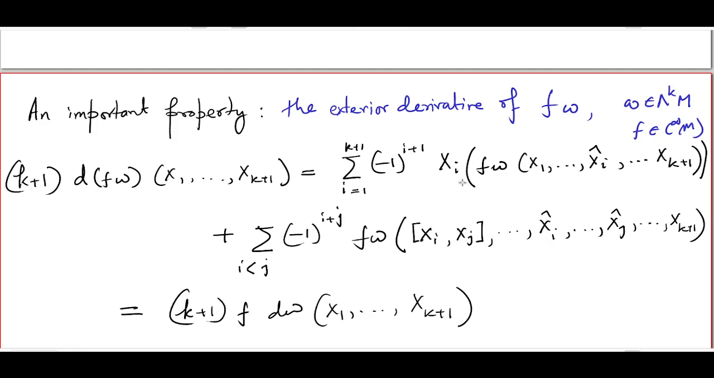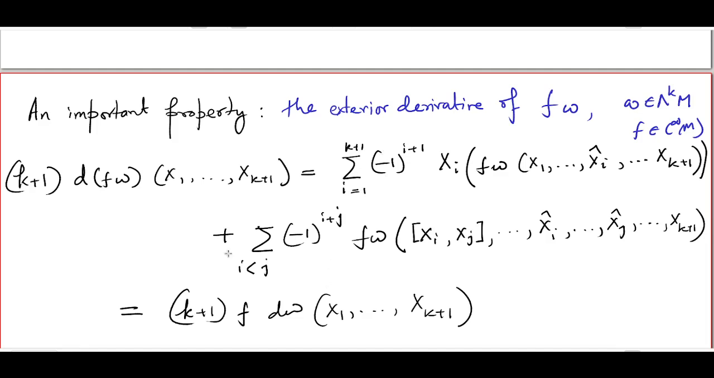However, you have one more piece left, which is where xi acts on f, and that's multiplied by omega acting on the rest of the arguments. Of course, the whole thing is multiplied by minus 1 to the power i plus 1 and summed up over all i running from 1 to k plus 1.